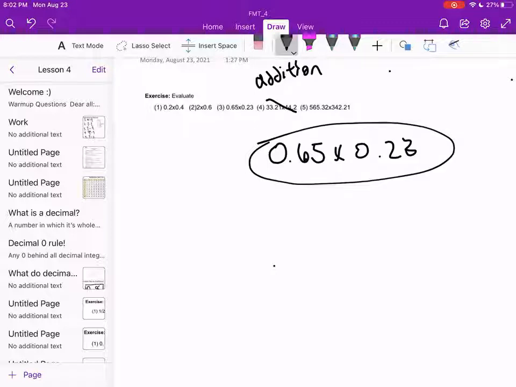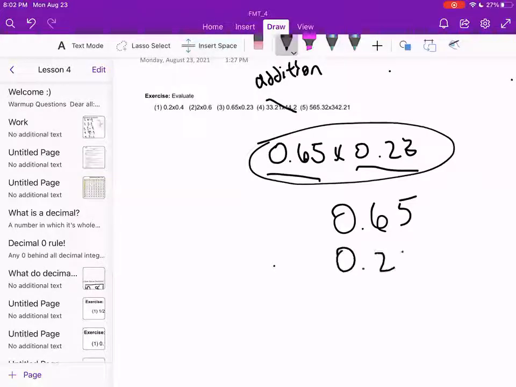I put the number with the most amount of numbers on top, right? So since these are the same, what do I do? I put the bigger number on top. So which number here is bigger? 0.65 or 0.23? 0.65. Great. So now what do I do? Then you put 0.23 underneath. Okay, good job.